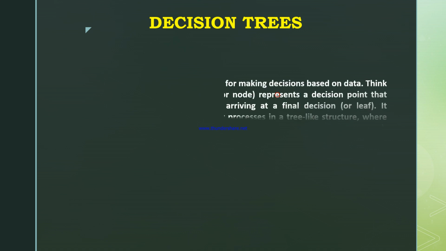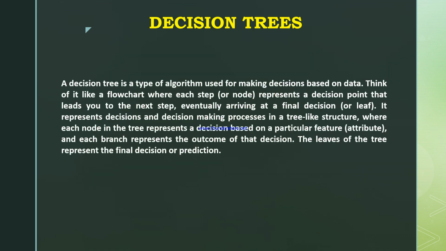So, first of all, my presentation topic is decision trees. A decision tree is a type of algorithm used for making decisions based on data. Think of it like a flowchart where each step or node represents a decision point that leads you to the next step, eventually arriving at the final decision or leaf node.